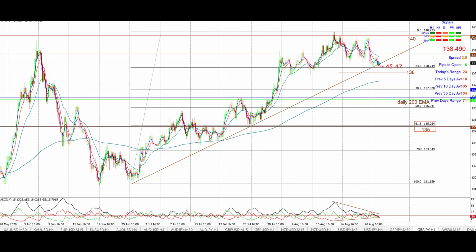So if we see price action bounce up from here, the confirmation I would be looking for is the black trend line, the ADX line, to break out to the upwards direction here, along with the green positive DMI line. If the breakout is to the downside, below this support trend line and below 138, the confirmation I'd be looking for on the ADX is a breakout to the upside with the black ADX line and a breakout to the upside with the negative DMI line. So hopefully that's of some use to you for those traders who trade the Japanese yen.